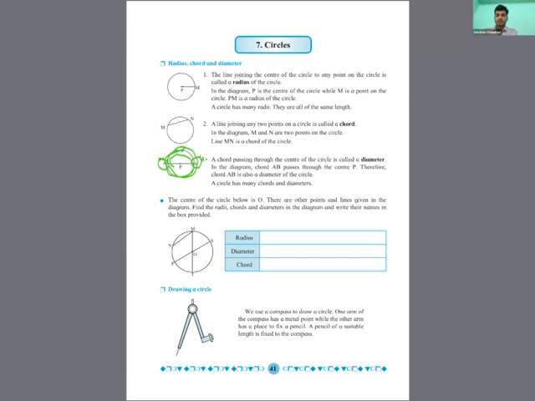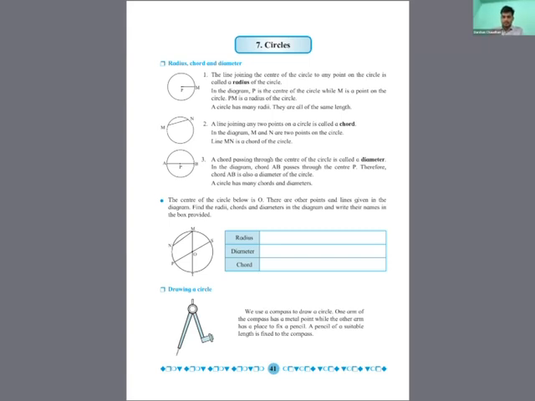We can draw the diameter here also, like this. This is also a diameter. We give it points S and T, and points A and B. So this is also a diameter. A chord passing through the center of a circle is called the diameter. Therefore, chord AB is also a diameter of the circle.